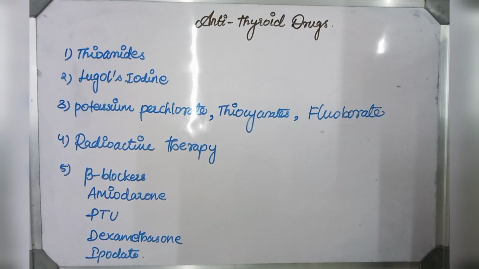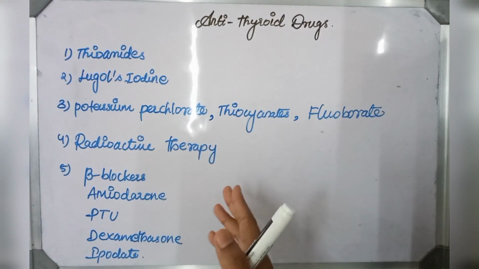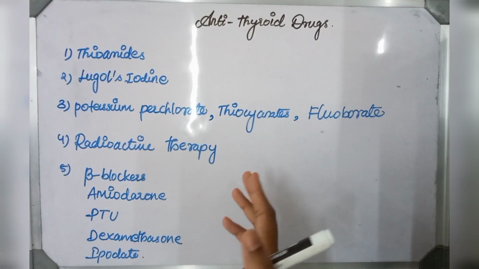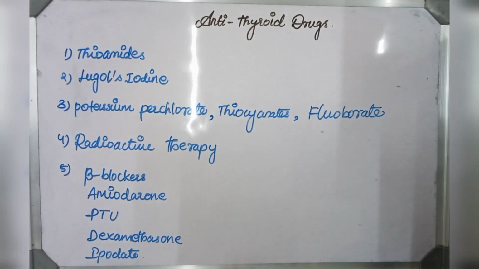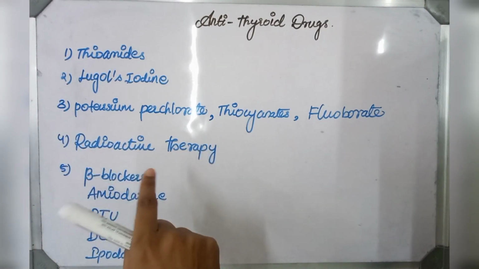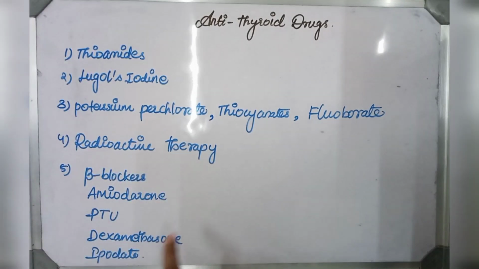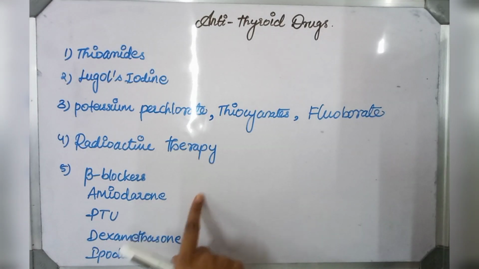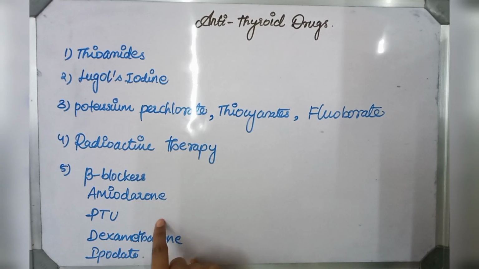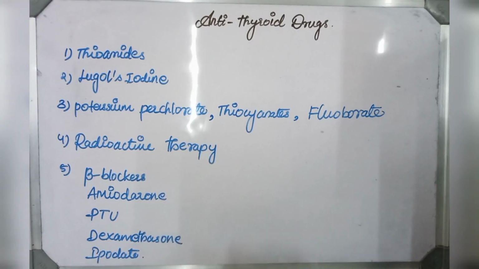Today's topic is drug classification, that is, antithyroid drugs. Here I have written five types of drugs that act against the thyroid gland in hyperthyroidism conditions. First, the thioamides and Lugol's iodine; then potassium perchlorate, thiocyanate, fluoborates; radioactive therapy; and also the important ones, the beta blockers, amiodarone, PTU, that is propylthiouracil, dexamethasone and ipodate. These are all responsible for antithyroid activity.